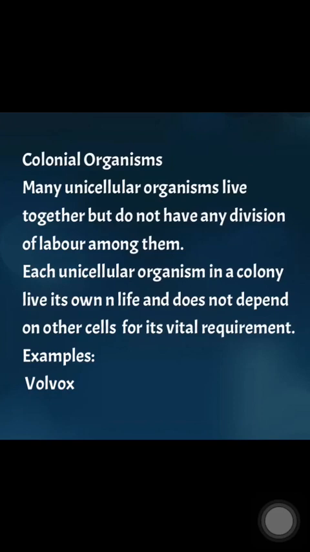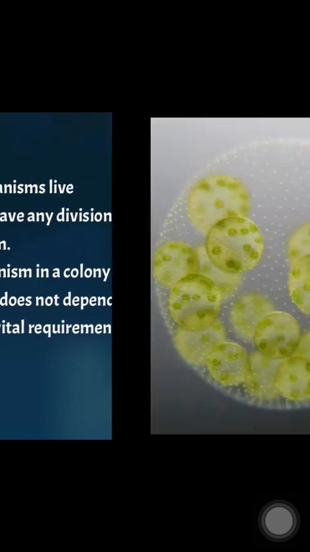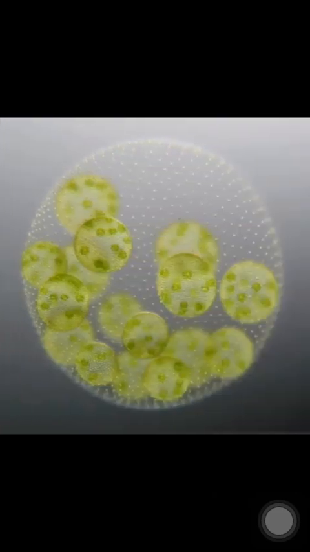Each unicellular organism in a colony lives its own life and does not depend on other cells for its vital requirement. Its example is volvox. Here is a diagram of volvox. You can see it is a whole colony in which different cells are present. There can be millions of cells in a single volvox colony. Each cell performs its own function, no other cell helps it. Okay?